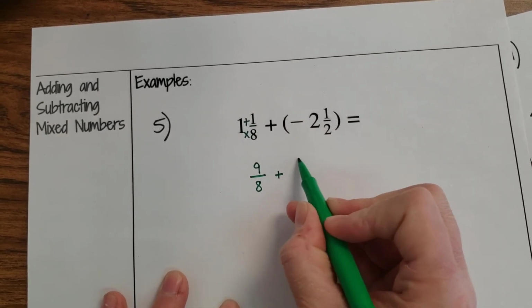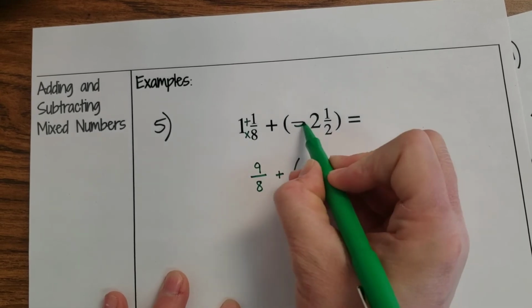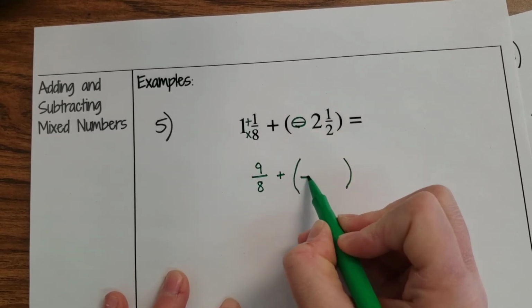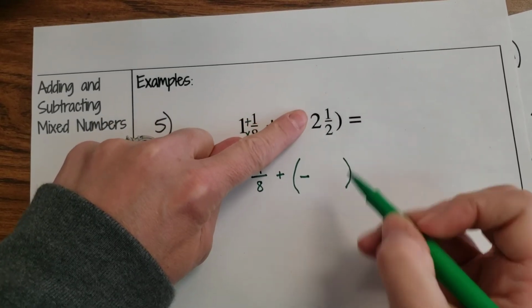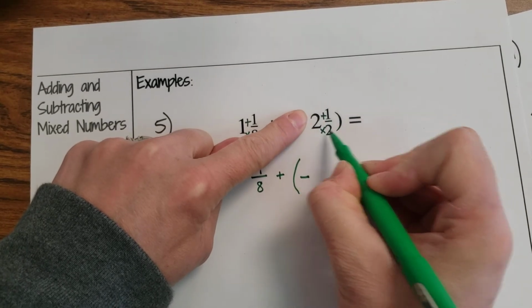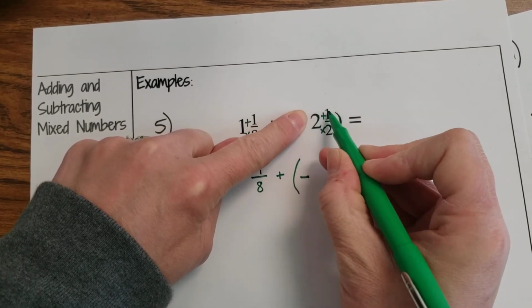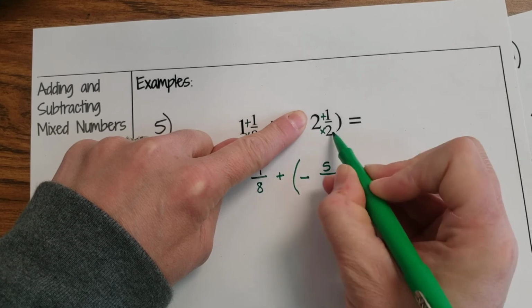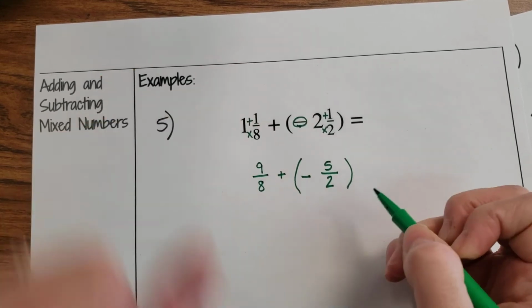Bring down the plus. We're going to need some parentheses here. This is a negative fraction. We're going to drop it straight down. Cover up the negative. Let's do the Texas. 2 times 2 is 4, plus 1 is 5. 5, what size pieces? They're halves. So bring down the halves.